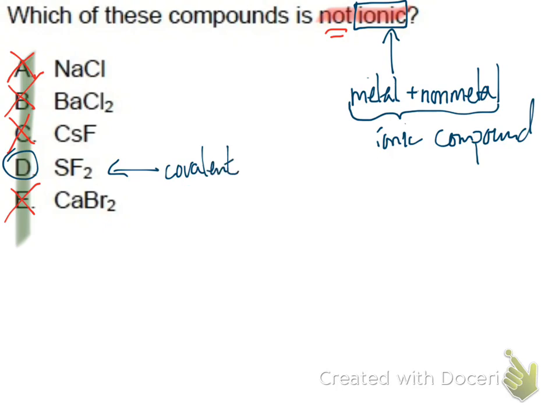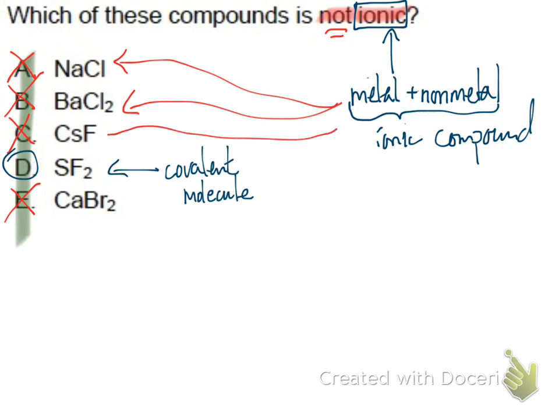Or let's call it actually a covalent molecule. Since that's a covalent molecule, and the rest are ionic compounds because they have a metal and a nonmetal, then they're the wrong answers. And we're left with D as the correct answer.